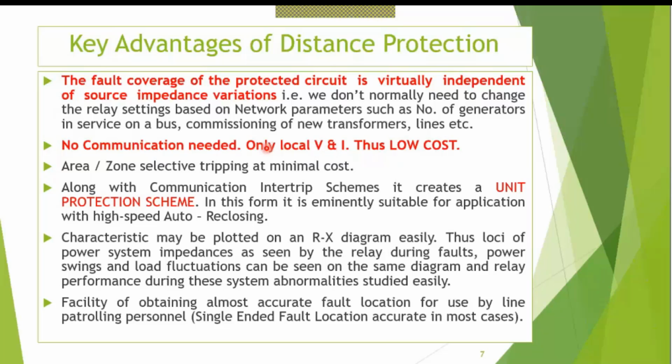So no communication is needed. Only local voltage and current are necessary for the distance protection to operate. This one I have already discussed. Area and zone selective tripping at minimal cost. Along with protection communication intertrip schemes, meaning the schemes like PUTT, POTT, blocking, it creates a unit protection scheme. Unit protection scheme means zone specific protection. For faults within bus A to bus B, or within the transmission line section, distance protection along with communication intertrip will respond.